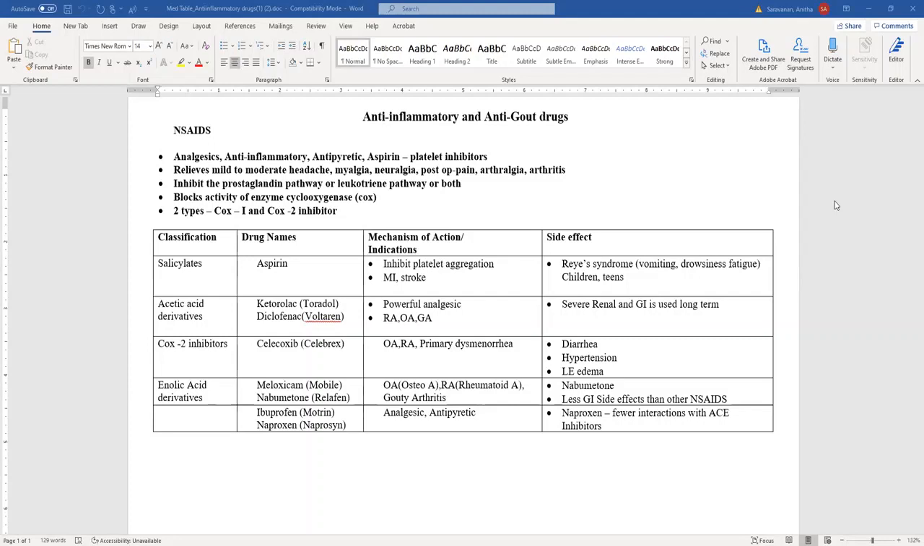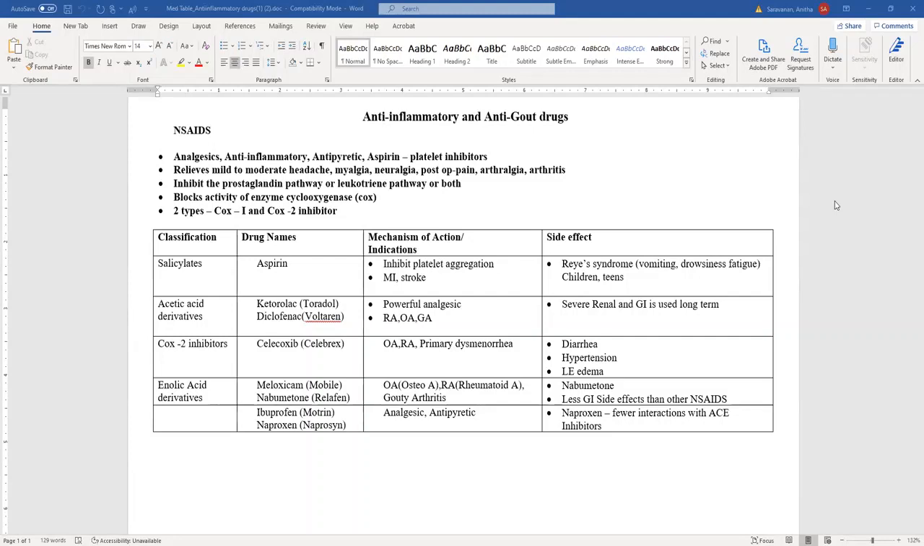But for now, we're going to focus on the prostaglandin pathway, and how they do it is by blocking the activity of the COX enzyme, that's cyclooxygenase, right? And we talked about two types of inhibitors, COX-1 and COX-2. And we talked about the drugs that come under COX-2 inhibitors. If you look here in this table, COX-2 inhibitors include celecoxib.